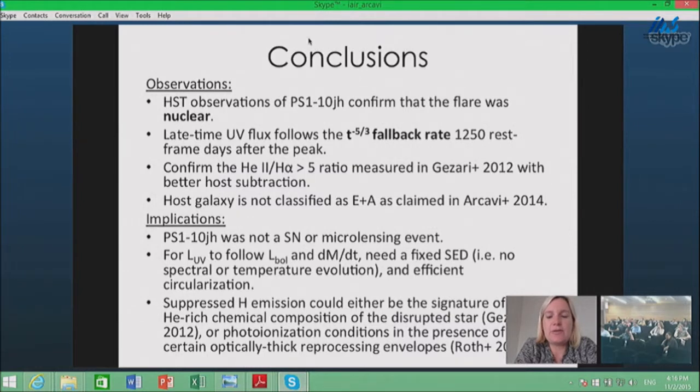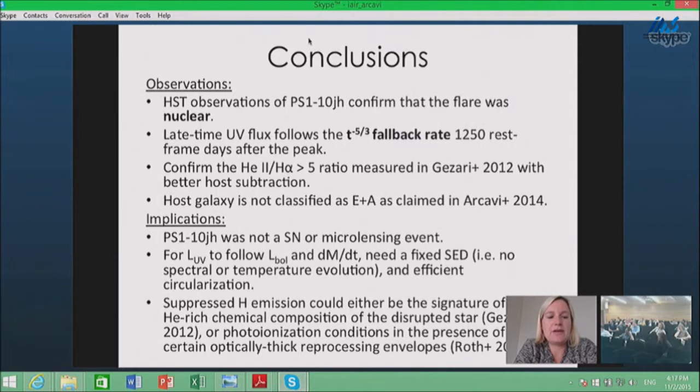2014. So the implications: PS1-10jh really cannot be a supernova because it's maintaining a very bright UV luminosity over a long period of time, and you really cannot reproduce that with a supernova. And we really don't think it was a microlensing event. Its light curve doesn't look like one, and also the fact that it is nuclear disfavors a microlensing event, which would occur from a random star in an unseen foreground lensing galaxy.